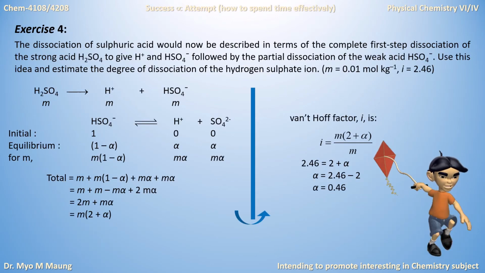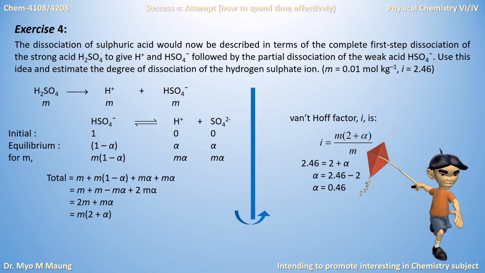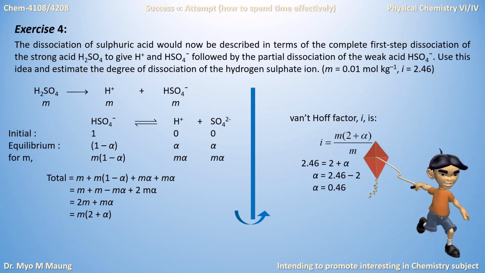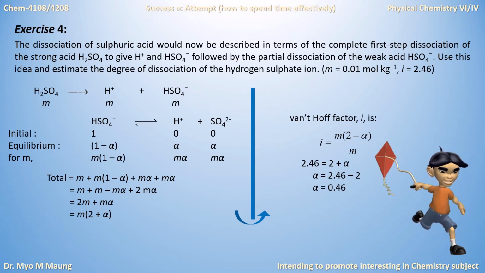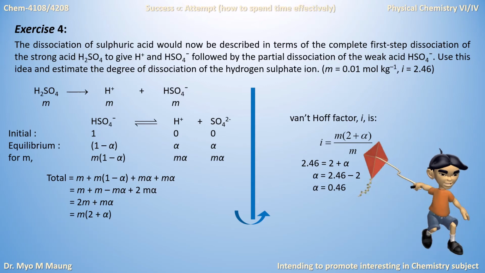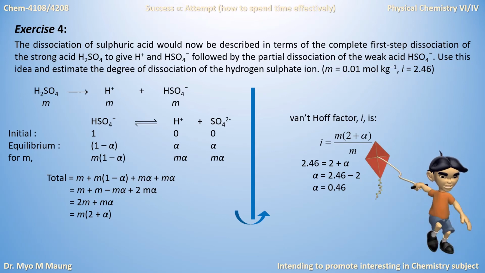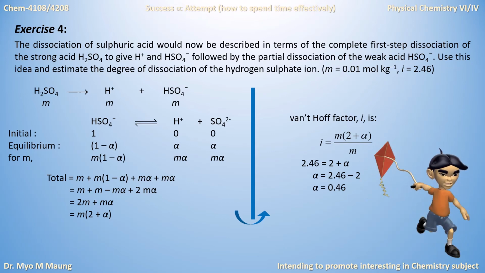Shall we do exercise number 4? The problem describes that the dissociation of sulfuric acid would now be described in terms of the complete first-step dissociation of the strong acid H2SO4 to give H+ and HSO4- ions, followed by the partial dissociation of the weak acid HSO4- ion. Use this idea and estimate the degree of dissociation of the hydrogen sulfate ion. m equals 0.01 mole per kilogram, i equals 2.46.